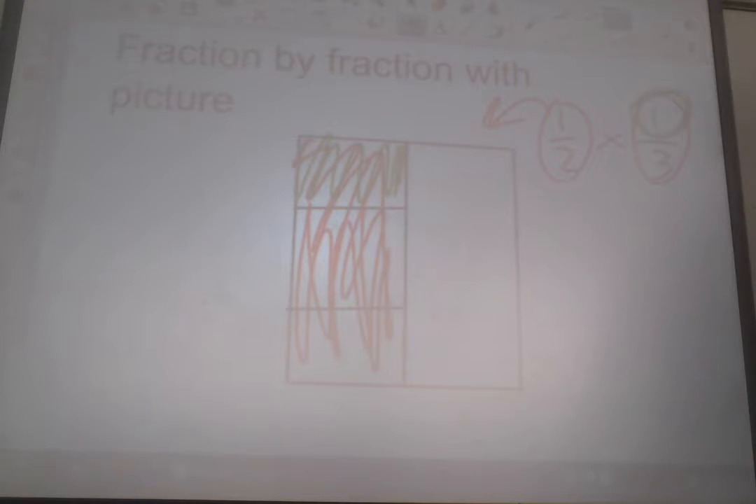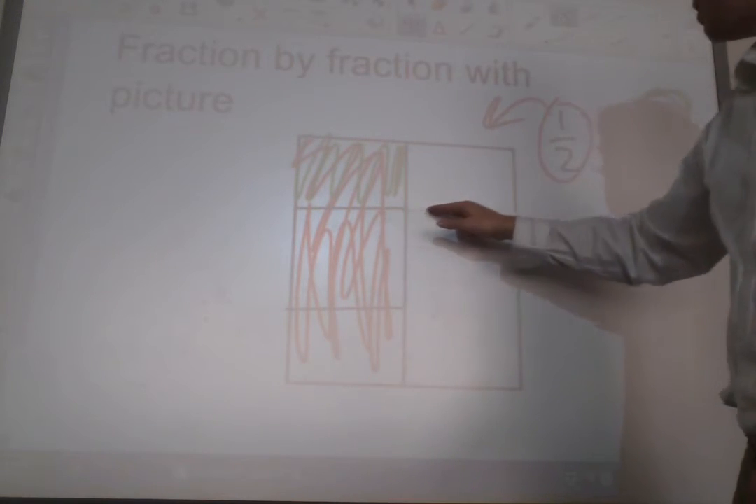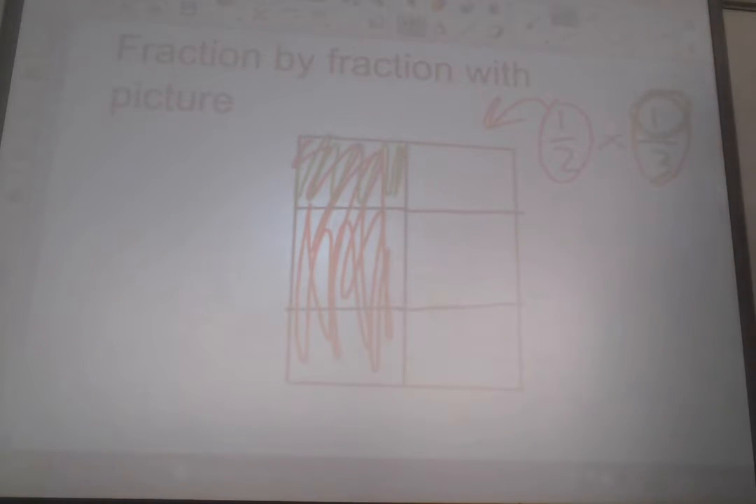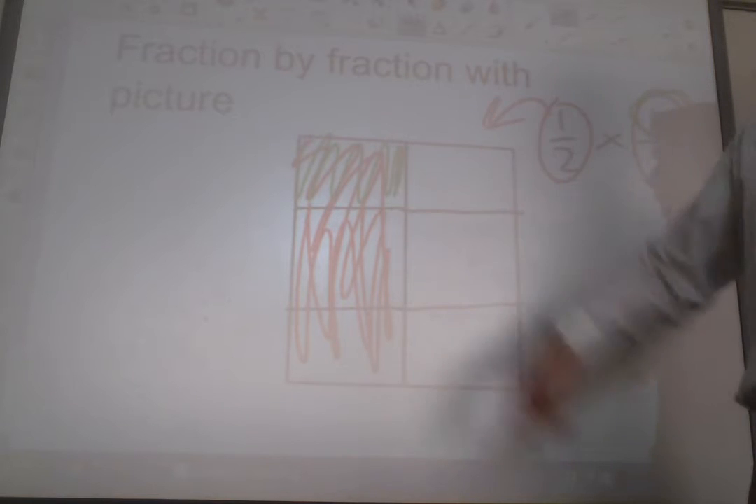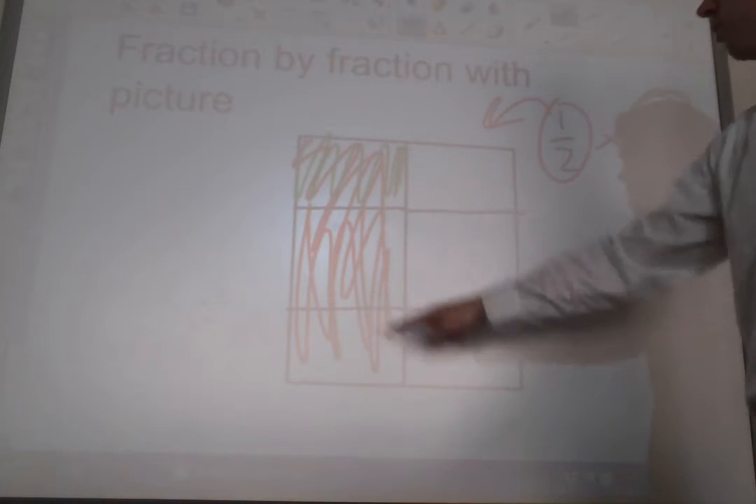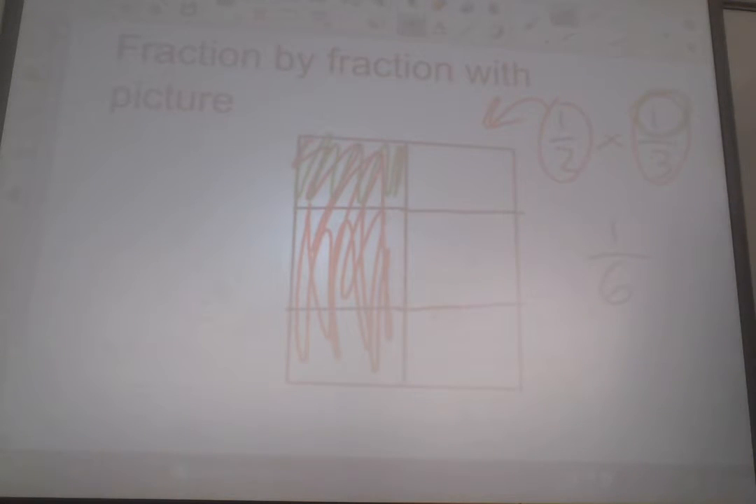Now, of this entire shape, if we were going to continue these lines all the way across, how much of this new shape is colored in with both colors, with the green and the red? Well, you see that there are 6 total pieces now, and only 1 piece is colored in with both colors. Therefore, the answer is 1/6. Okay? That's the idea. That's basically what's happening when you multiply fractions.